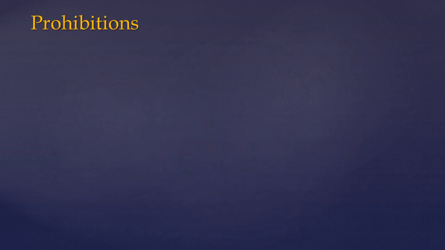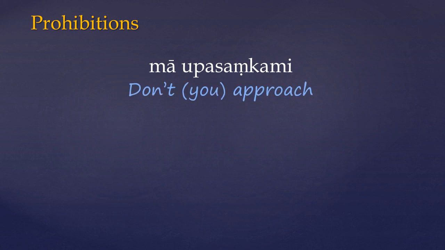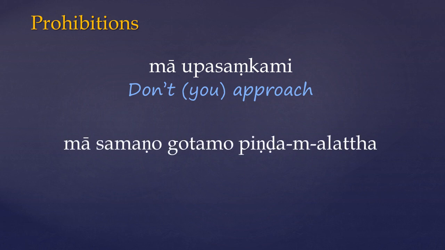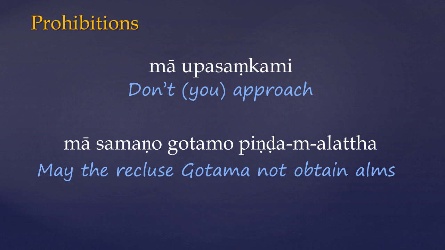And sometimes the aorist inflection in second and third person is used with the particle ma to form prohibitions, in which case it has no past tense meaning and generally implies don't. And when the third person is used in this way, it generally means may they not.